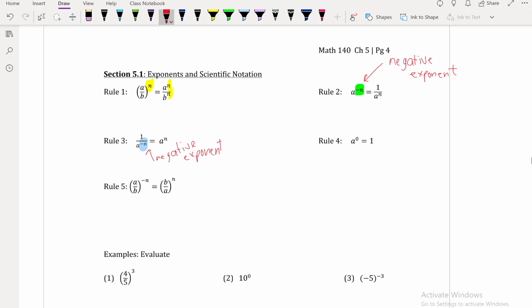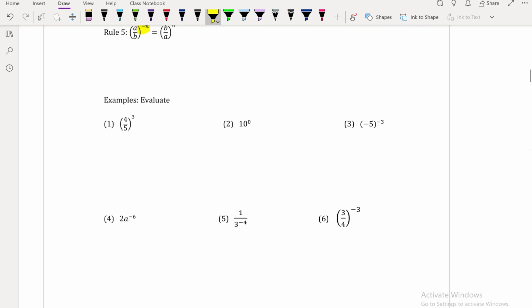And we know that anything to the 0 power will always equal to 1. And also you can think of it as if you have everything to the negative exponent, then what you can do is you can switch or flip that fraction. So let's put some of these rules into play.